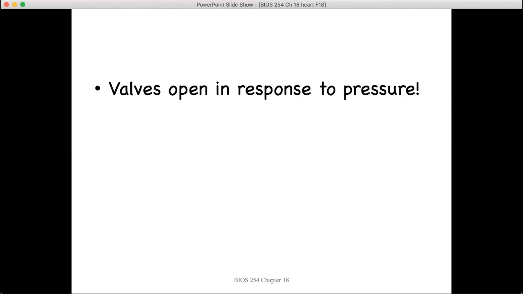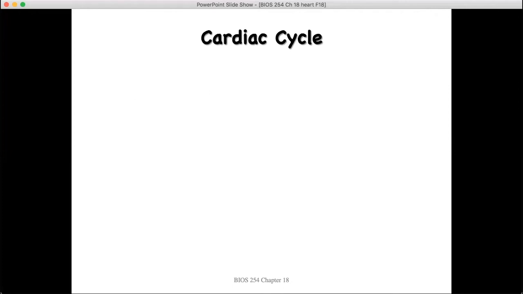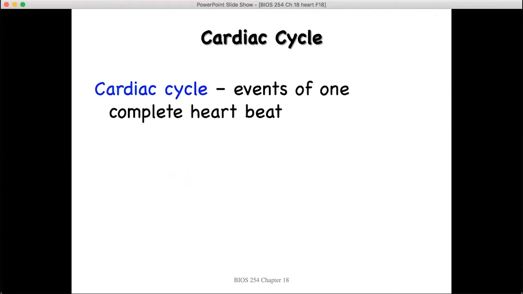It's just like putting more water in a balloon. The pressure in the balloon will increase as it pushes up against the walls of the balloon. Let's begin now with the cardiac cycle. The cardiac cycle includes all the events of one complete heartbeat.